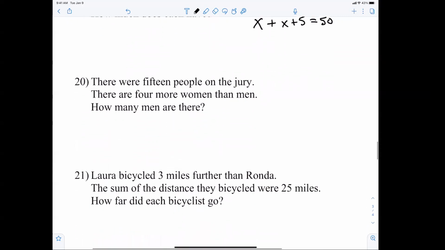All right, Eddie. So now I want you to put male and female. There are 4 more women than men. So how many men are there? How many men are there? You're supposed to say, I don't know. So it's what? If you don't know something, it's a variable. What's the variable? X. All right. So the males are X.